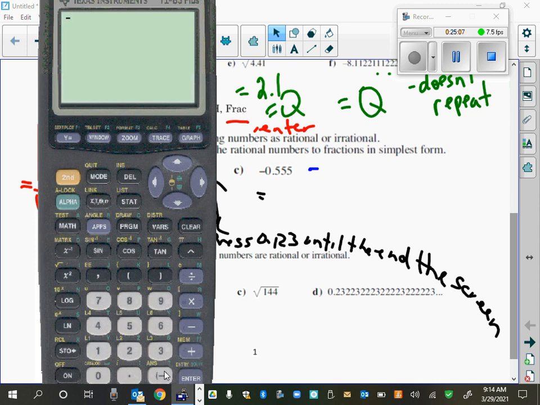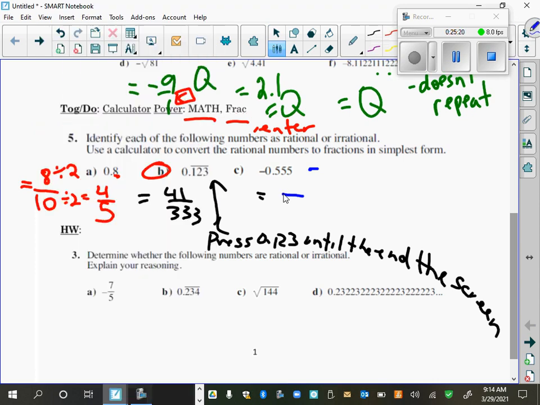Your negative sign's right here, beside the enter button. So negative decimal 555, math, enter, enter. X box, throw it away. This is more fun. So negative, what was it? 111. Was it 200? Oh yeah, right. That doesn't look like repeating, but yeah, this one ends.